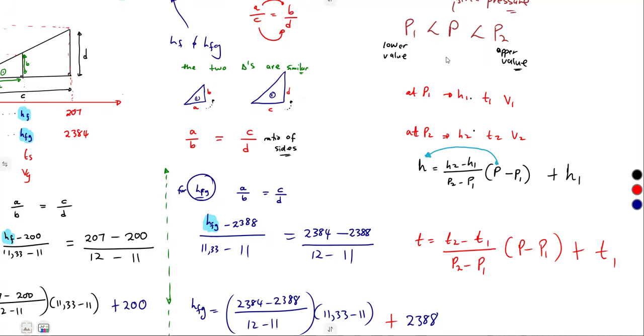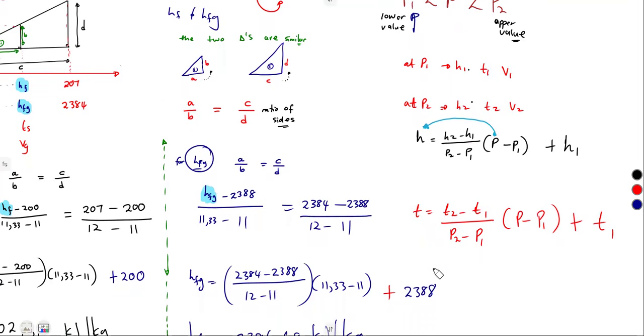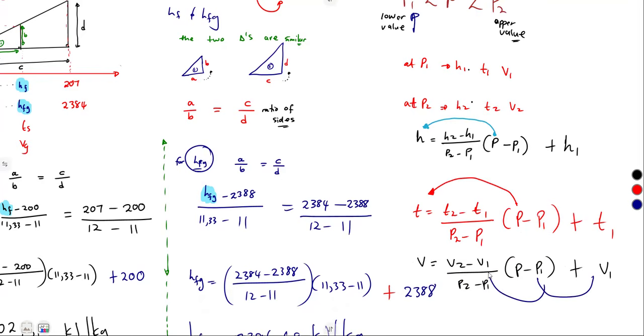So 1 simply is for the lower value, and 2 is for the upper value. So you can use this to find whatever. If it was volume, guys, it would do the same thing. These will be volumes: V2 minus V1 over P2 minus P1, into P minus P1, plus the volume V1, the volume corresponding to P1.